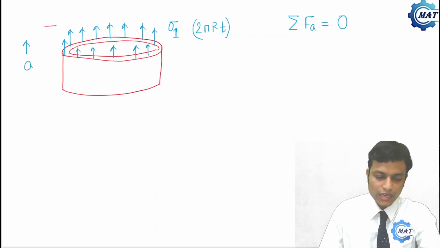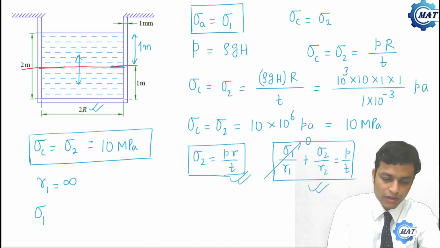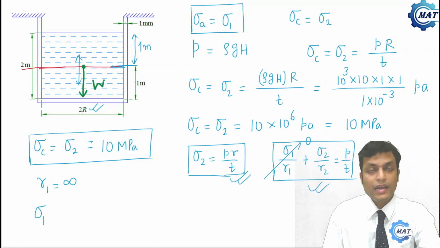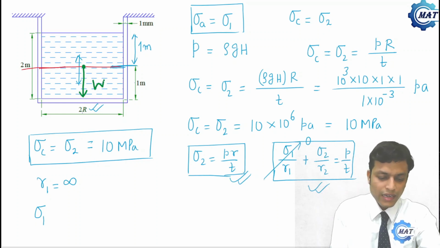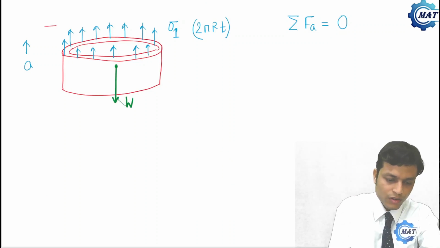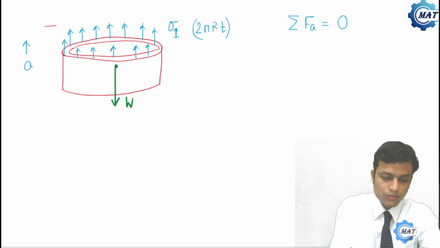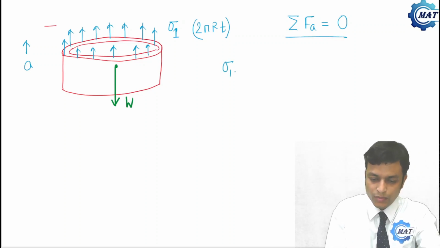Now what is another force? Another force is nothing but the weight of the liquid. If the weight of the liquid is W, that will be balanced by that axial stress. So this is balanced by the weight of the liquid. So the equilibrium equation gives sigma 1 times 2 pi r t minus W is 0.